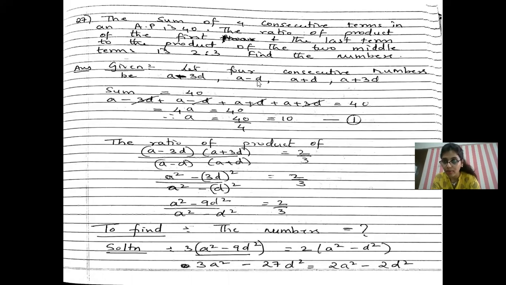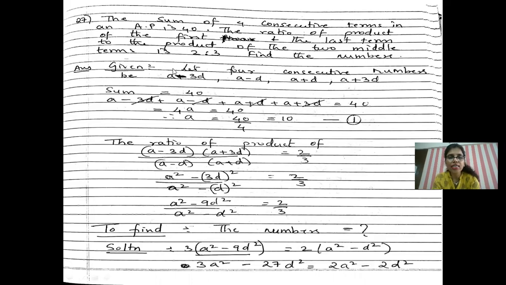D is the D value I'm saying. A minus 1D, A plus 1D, minus D, plus D. Then go over here: A minus 3D, because after 1, the next odd number is 3. So it is A minus 3D, next A plus 3D. Like that you have to form four consecutive numbers.